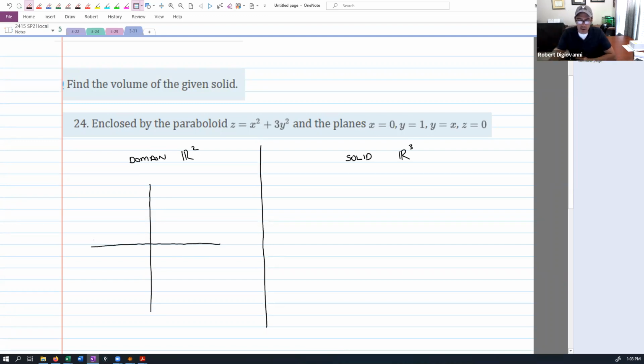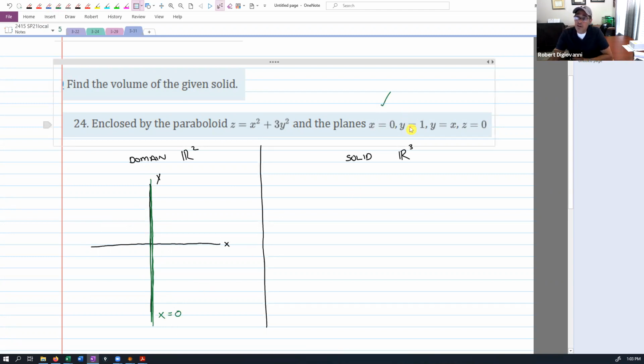So let's start by looking at all of these different equations and seeing if any of them are represented here on our XY plane. So how about X equals 0? Well, that's the Y-axis, right? So that's the Y-axis here. All right, we got that. How about Y equals 1? That's here, right? That's a horizontal line. Goes through 1 on the Y-axis.